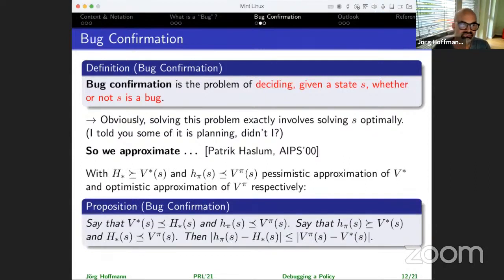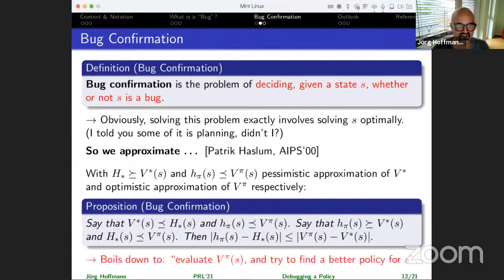Here is one of our approximations. I'm not going to explain how it works. I'm just going to say that it all boils down to evaluating the value of the policy pi at S and trying to find a better policy. So this might be kind of disappointing. We were thinking about how to use optimistic and pessimistic approximations and all that. You can plug in all the things that planning people know to do, and it all boils down to just, well, try if you can do better.